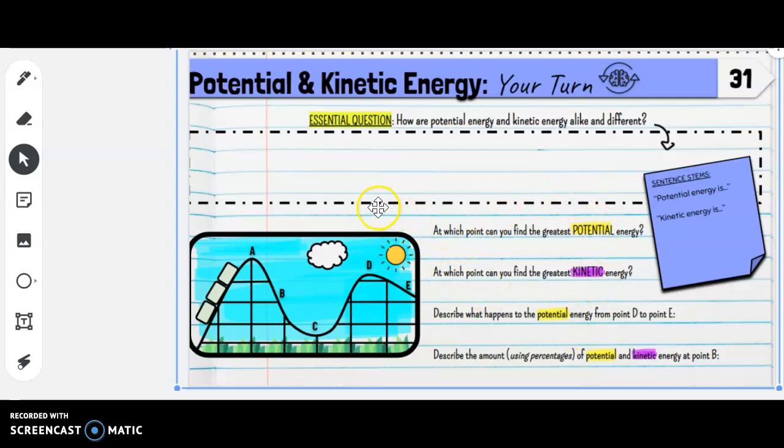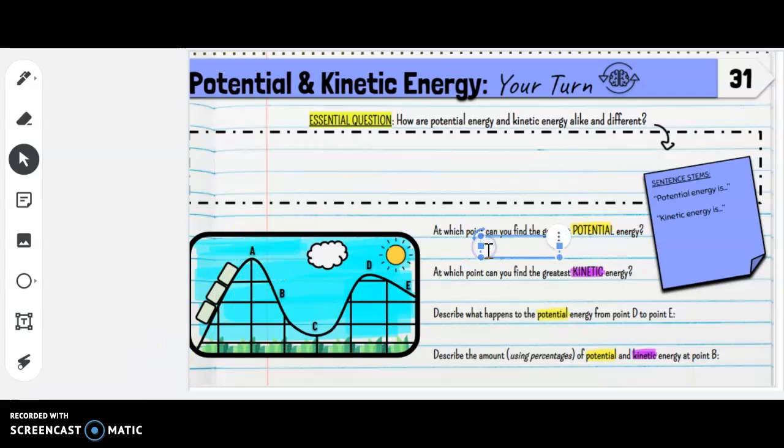The first one, at which point can you find the greatest potential energy? So remember, we look up here at the top, point A is potential energy. We know it's potential energy because it's just chilling there at the top, doing nothing, kind of like Coach Agoogie. And when it's not moving and just chilling up there, that is potential energy. All right, let's look at the next one.